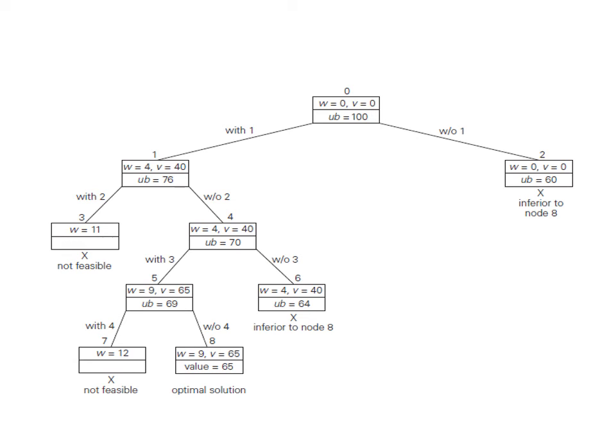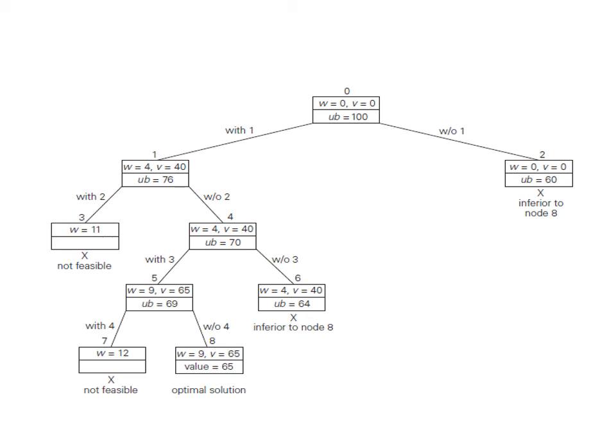And by considering the exclusion of item 3, small w equal to 4 and small v equal to 40. With these values we have to calculate the upper bound, whose value is 64. So with this level our upper bound 69 will be the maximum, so we have to expand it further.